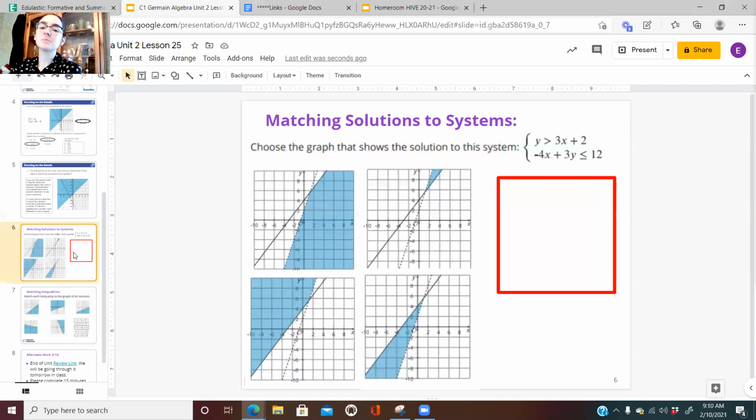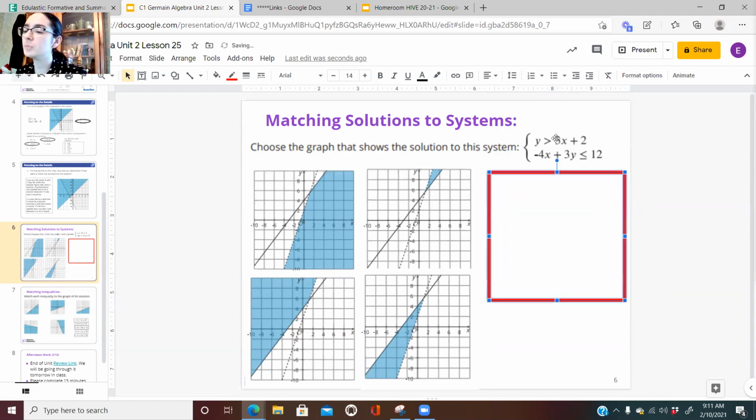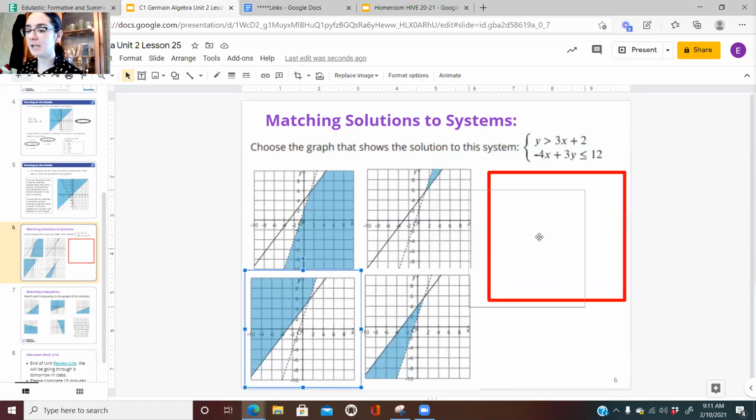I'm going to move forward to slide number 6. Slide number 6 is matching solutions to systems. We have 4 graphs here. We need to choose the graph that shows the solution to this system of inequalities. You need to look at this system of inequalities and think about where you would be shading, and identify the graph that has the correct double shaded region selected. Take 2 minutes right now to think about where your double shaded region would be, and then grab it and put it in this box here.